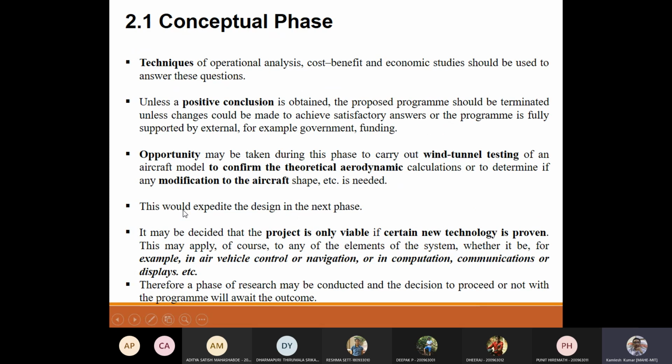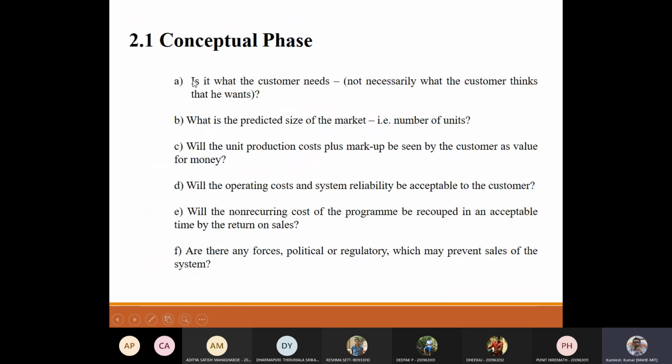If you start the techniques of operational analysis, cost benefit, economic study, the previous questions should be answered, correct? So you should have alternative options, techniques, and methods adopted for each. Okay, how can you get this solved, correct? So of course this is a very important point from a business point of view.